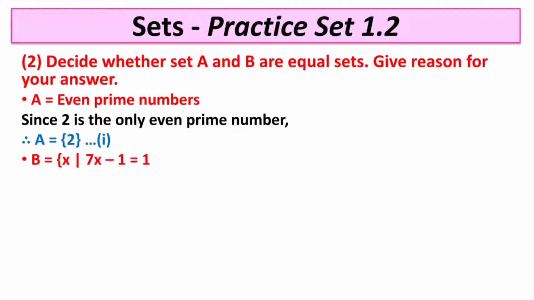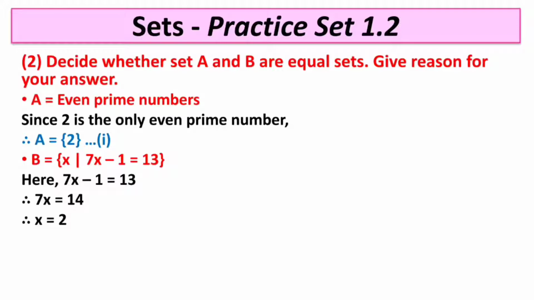Now set B is a set of all x such that 7x minus 1 equals 13. Here we have 7x minus 1 equals 13. Transpose 1 from left hand side to right hand side, so we get 7x equals 13 plus 1, that is 7x equals 14. So we get x equals 2. Now set B contains the number 2.